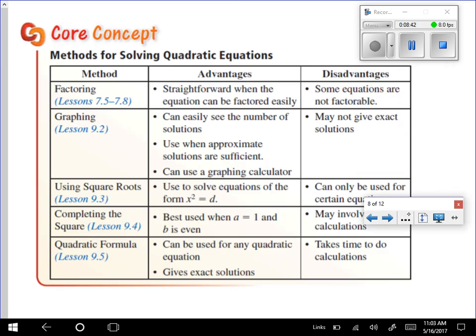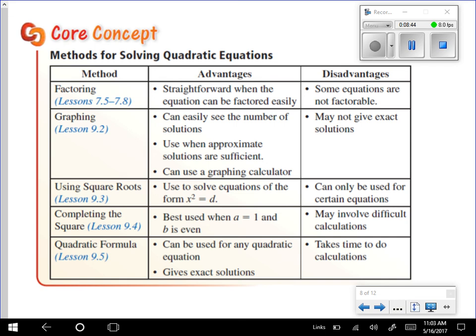Okay, so this is a really good chart. I just want to look at it really quickly, and then we can look at a couple ways to solve some equations. So these are some ways that we can solve quadratic equations. Factoring, which we did a lot of in chapter 7. When your equation can be easily factored, it makes it really easy to solve. So maybe an example of that.